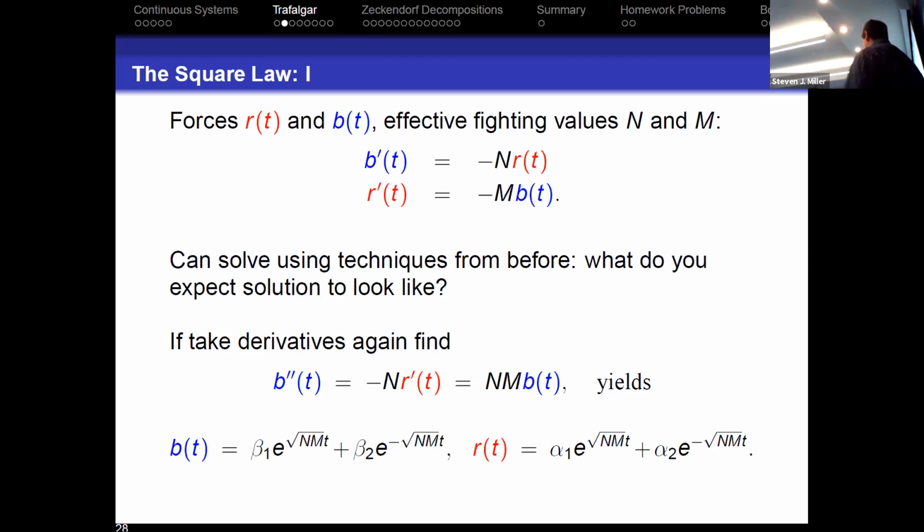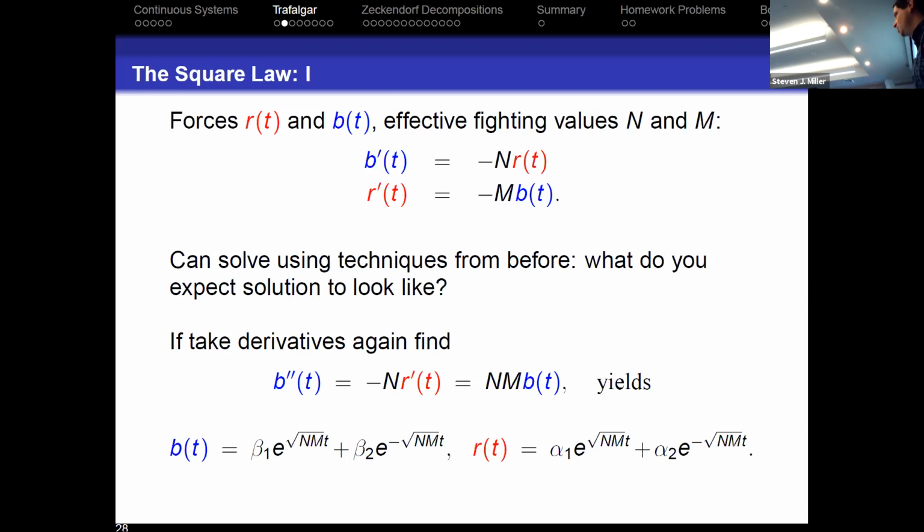So you want to get to the point where you can look at formulas. What is beta 1? 0. Because you have beta 1 e to the square root of nmt. This is an exponentially growing term. If beta 1 is not 0, then the longer the battle goes on, the more ships Britain gets. I'm sorry, the more ships Blue gets.